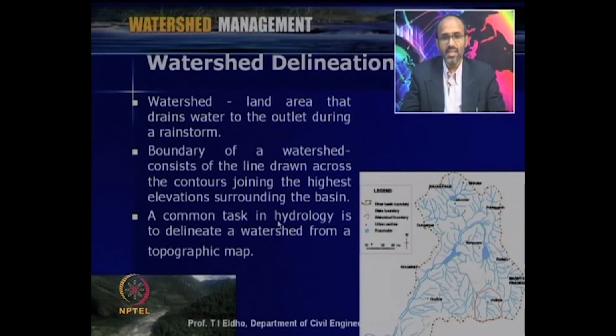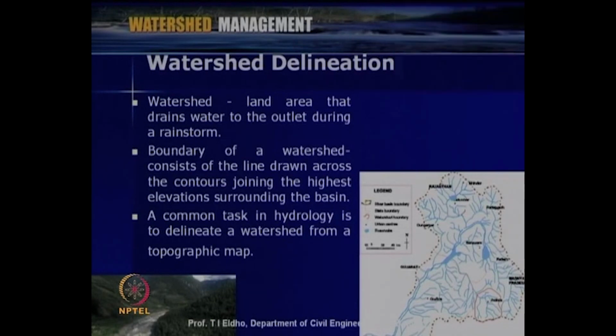A common task in hydrology: when we talk about watershed management or when we go for hydrological modeling, a common task is to identify the watershed, or delineate a watershed from a topographic map. A topographic map, or so called topo sheet, will be available for a given location. We have to identify which is our watershed and what is the boundary of the watershed, and then only we go for various managerial measures or watershed modeling.